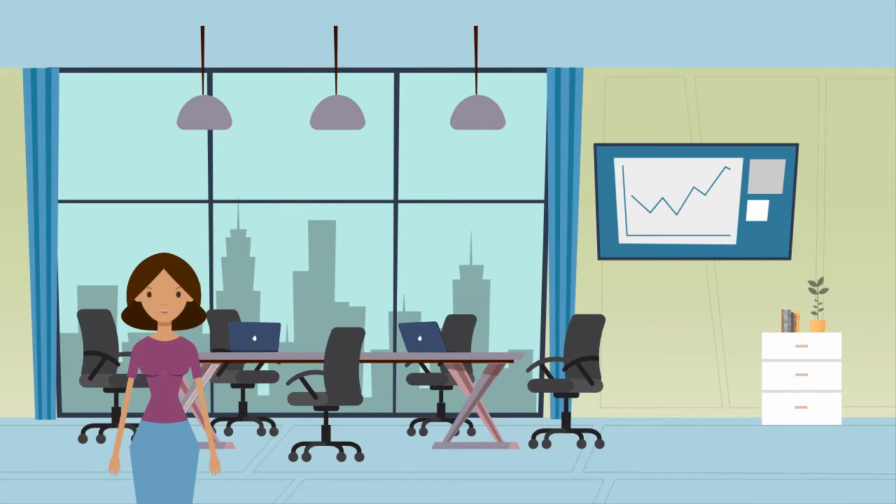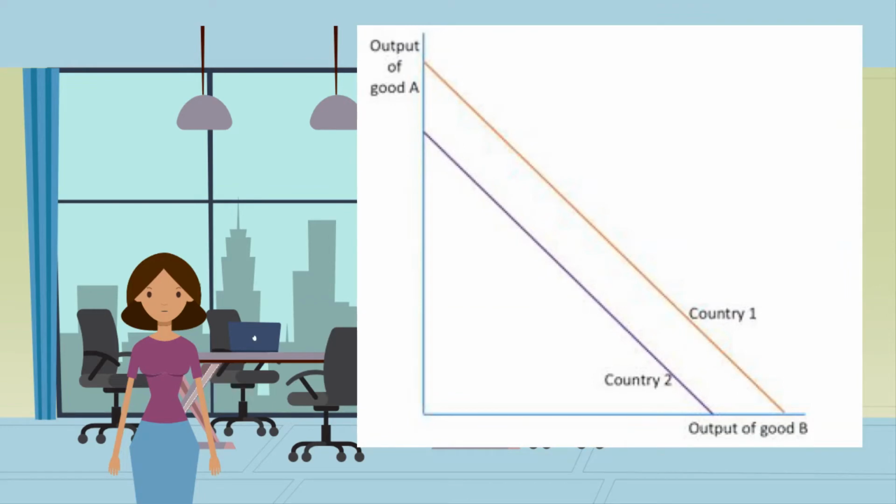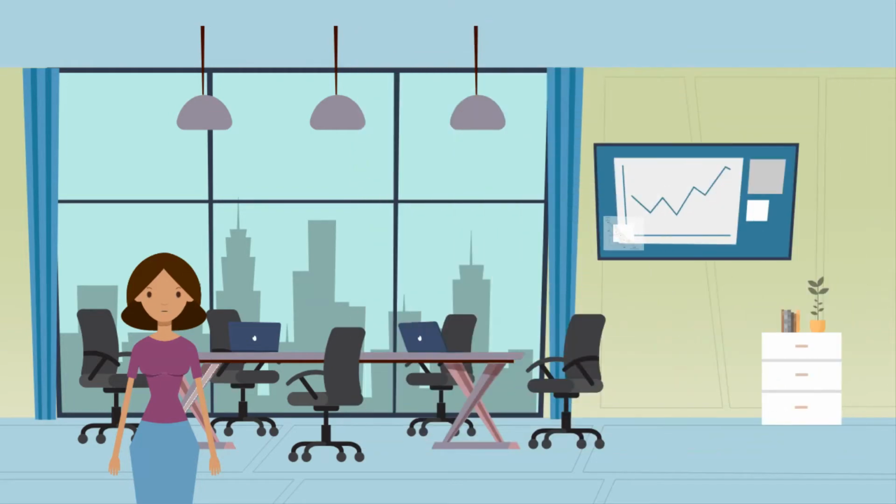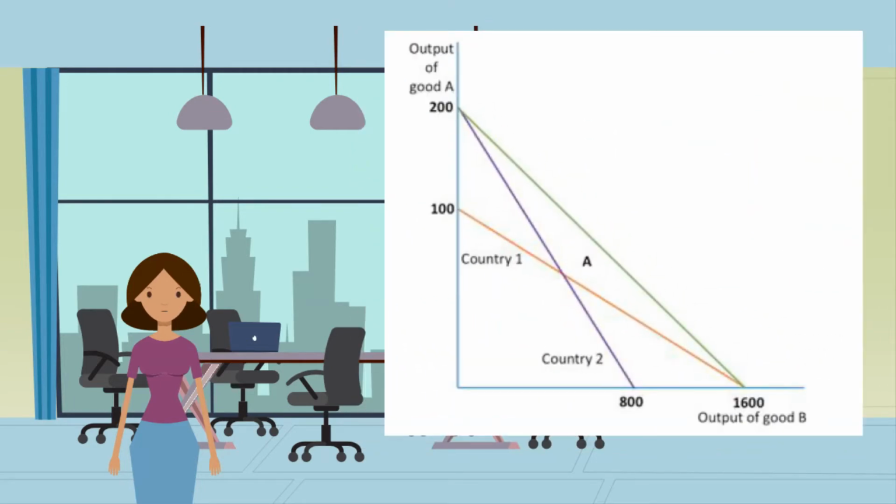Next, let's use a diagrammatic approach. Example 1. On top of this, questions can be asked in the context of the PPF. Country 1 has an absolute advantage in both, as they can produce more of both. However, trade is not worthwhile because they have the same opportunity cost since the gradients of the lines are the same.